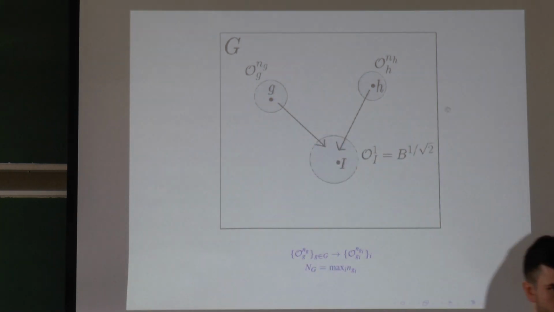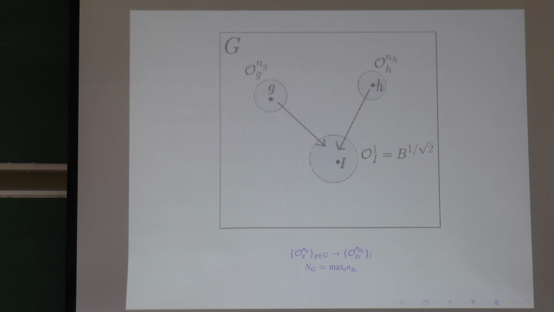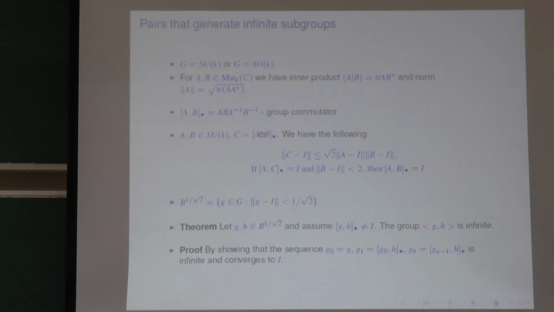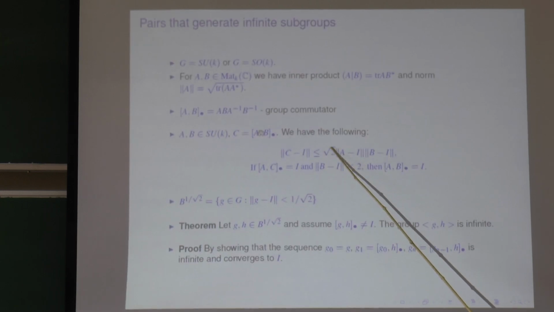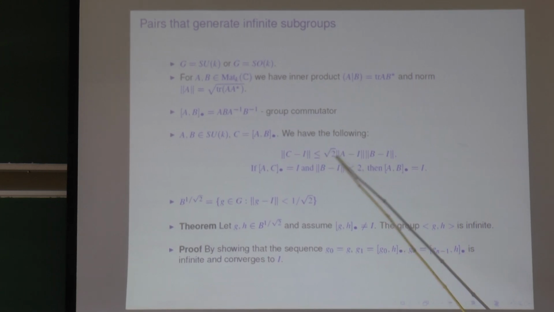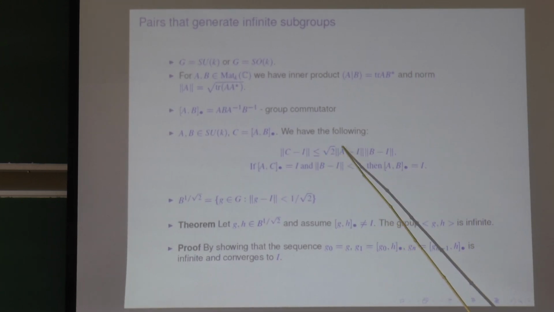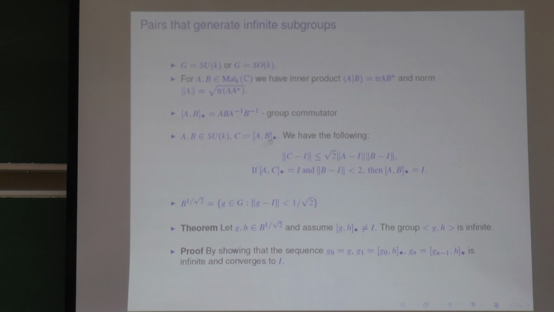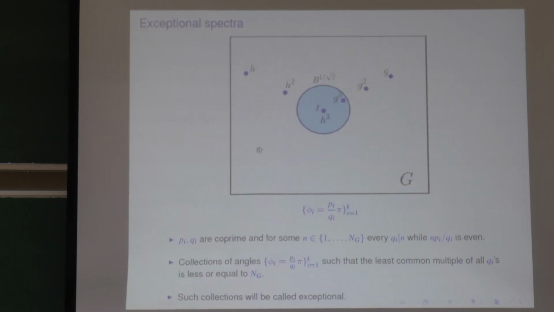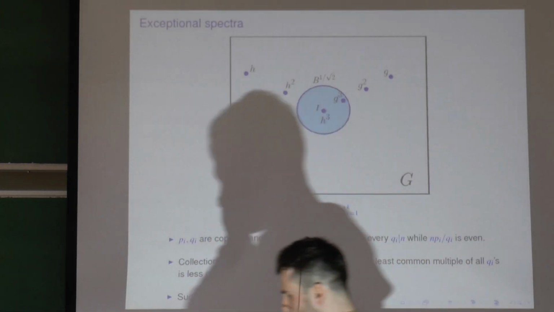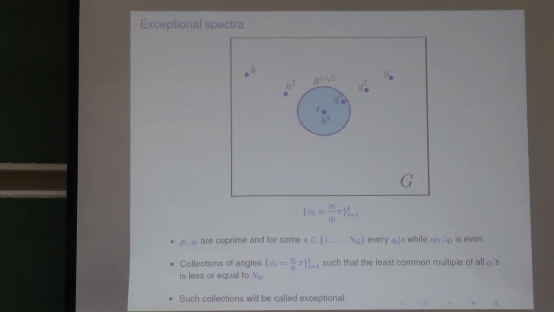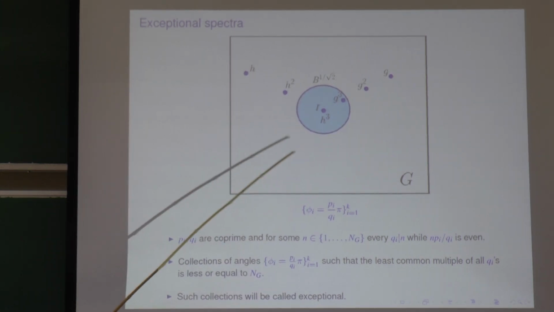Is it important that the radius of this ball is 1 over square root of 2? Yes, it is very important. Not in this proof, but at the very beginning it was important, because in the inequality here you have square root of 2. Okay, good. So we know that we can move elements into the ball.